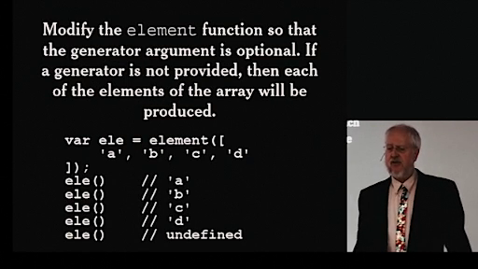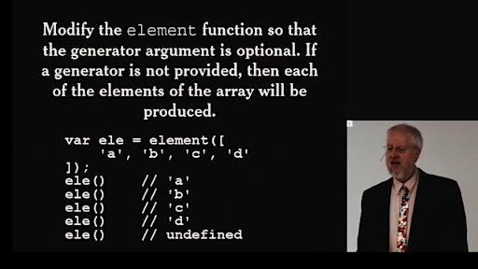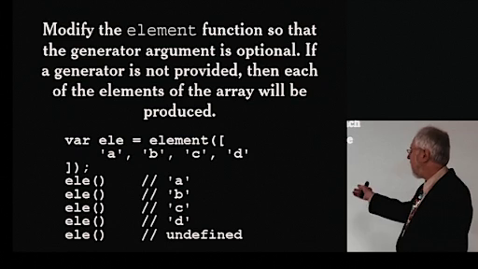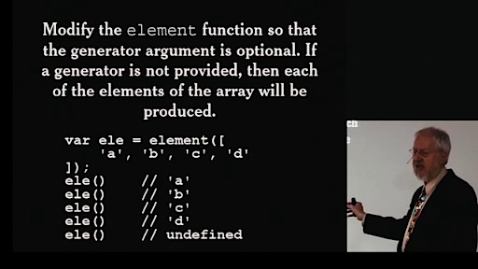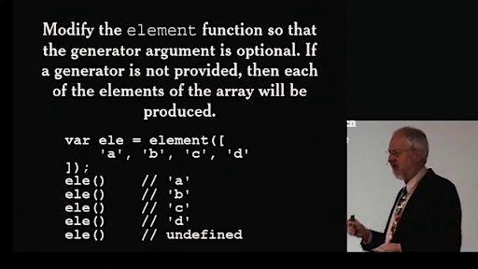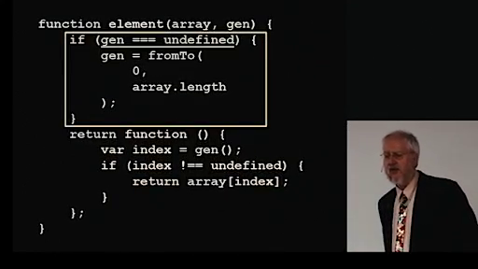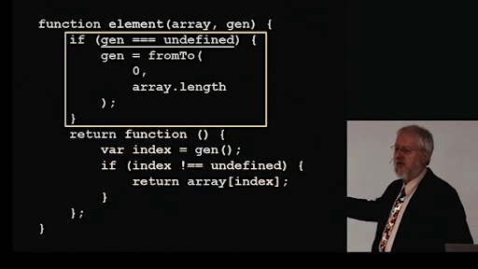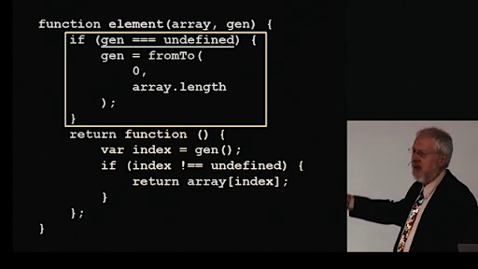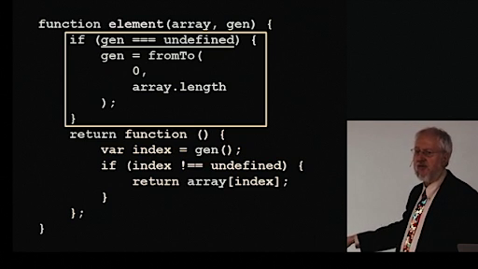Modify the element function so that the generator argument is optional. If the generator is not provided, then each of the elements of the array will be provided. So we can call element passing the array A, B, C, and D, and we will get a generator which will return A, B, C, D, and undefined. So here is the revised element. All I did was add the code that's in the yellow box. If we didn't get passed a generator, then we'll call from to and get a new generator. Otherwise, everything else is the same.